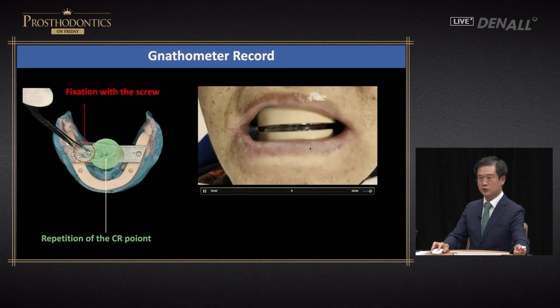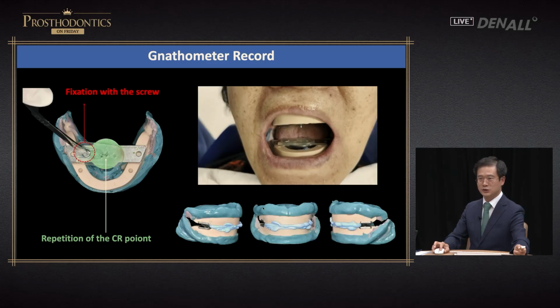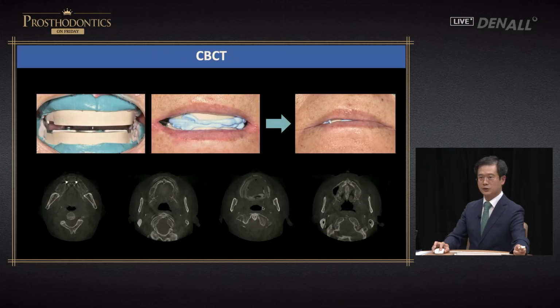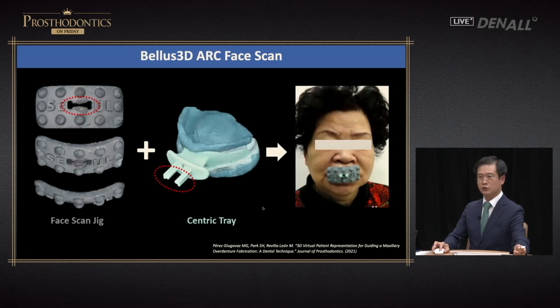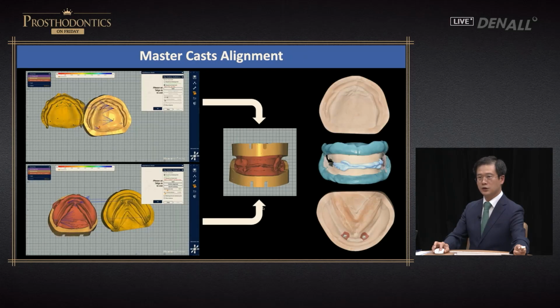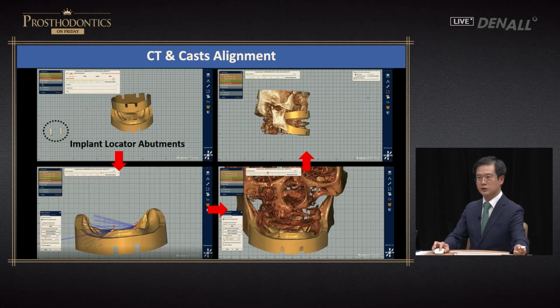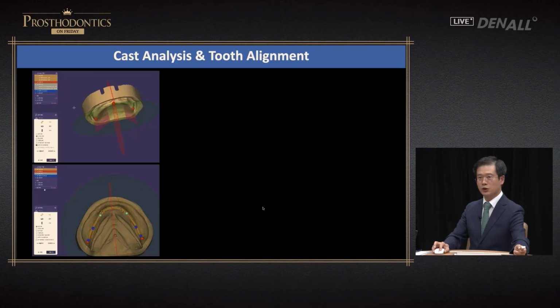It's a very stable way to take a bite. A facial scan is taken. Facial scan data is used to align the denture. On the virtual articulator, you can check the position. The digital denture is being fabricated here.